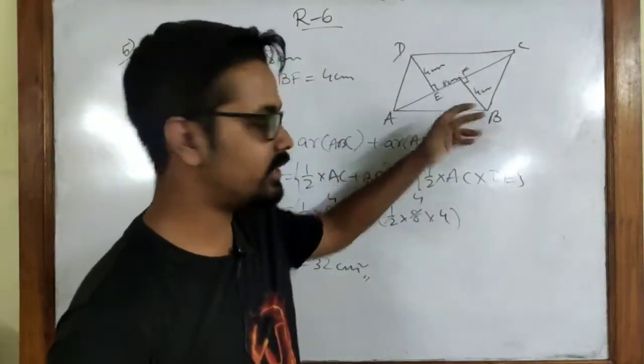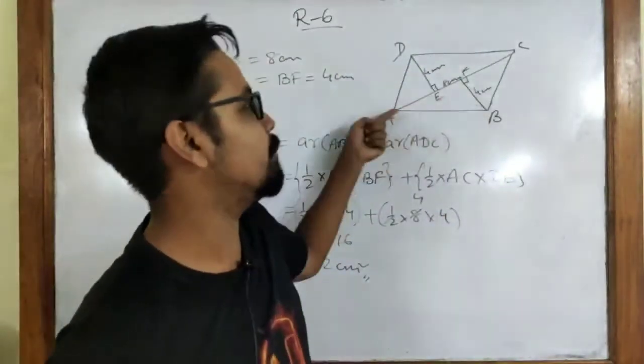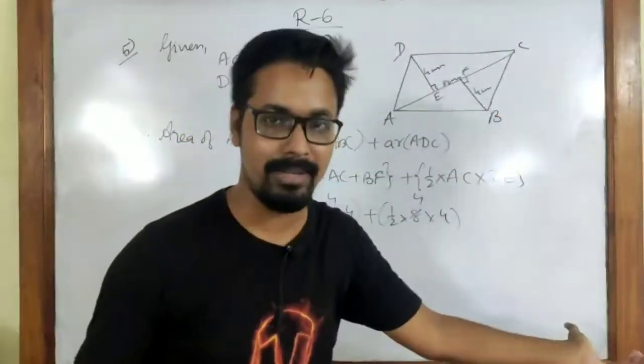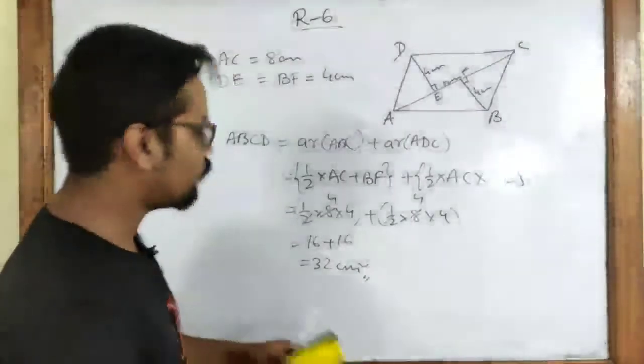Find the areas of these two triangles and you can add them up to get the area. And since the height is given and the base is also known, half into base into height can be easily used. So that is how you solve question number 5. Hope you understood. Let's move on to the next one.